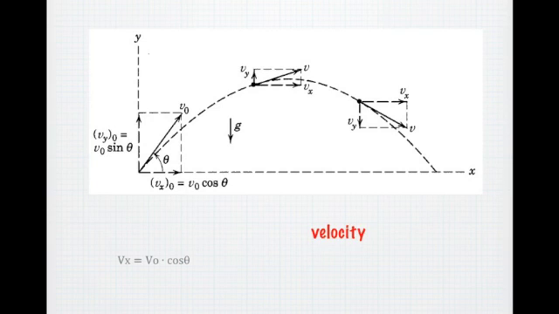Velocity. The velocity equation of the horizontal direction is Vx equals V0 times cos theta, and the horizontal component of the velocity is unchanged during the motion. The velocity equation of the vertical direction is Vy equals V0 times sine theta minus g times t. And the vertical acceleration is constant, which is negative g. So the vertical component of the velocity changes linearly.